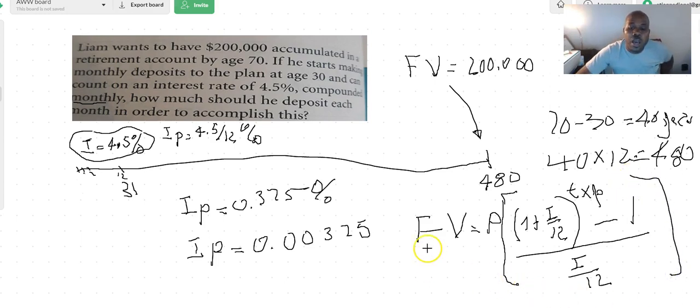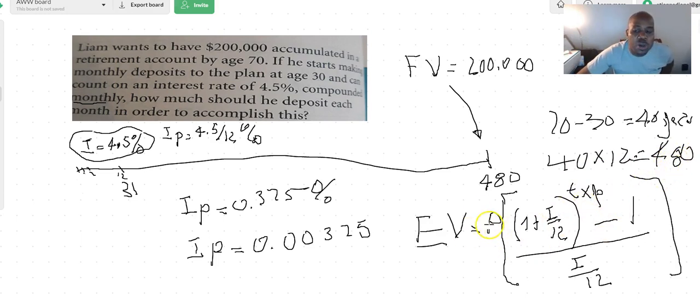As you can see, I have my future value. I'm looking for the payment, PM. I have everything, I can just put in all the values. This is going to be the time, which is 40 times 12. That's going to give me 480.